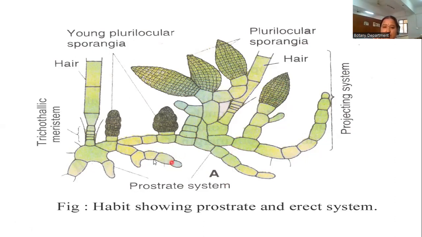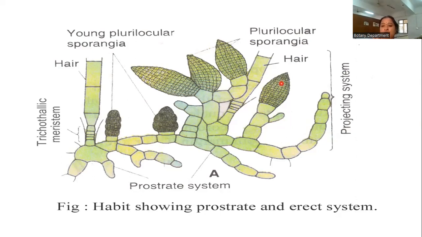About growth: in the prostrate system, growth is apical, but the projecting system shows great diversity. Apical growth occurs in upright branches. In most species there is intercalary development, and sometimes diffuse growth also. The meristematic cells cut off new cells below and above. This method of adding new cells is called trichothallic growth.